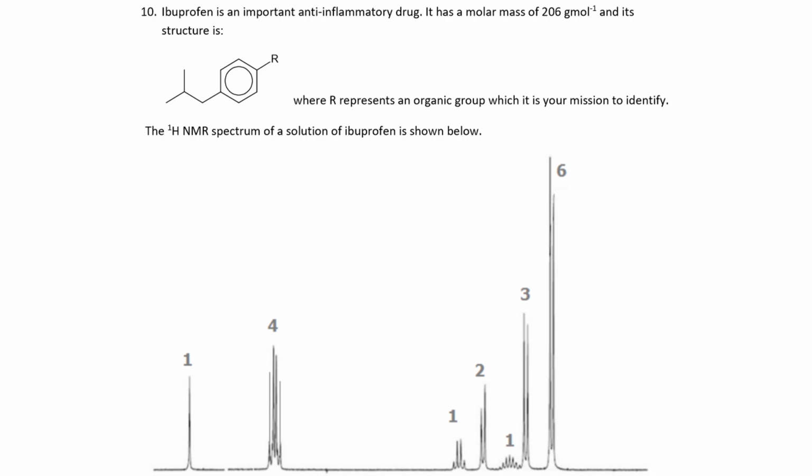This is an example of a question that looks like it's going to be really difficult just because there are a lot of peaks in the spectrum. But as we'll see, it's actually really not that hard because you're already given part of the answer. So you've been told what part of the structure of the ibuprofen molecule looks like, and we've just got to work out what this part is, the R group. The rest of it, we already know what it is, and that makes the problem really quite manageable.